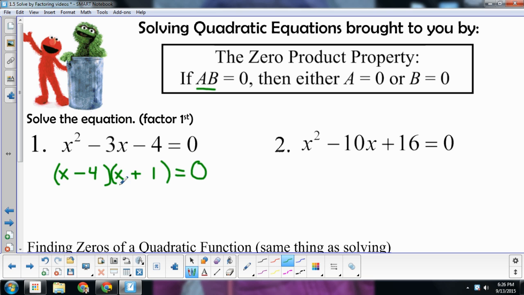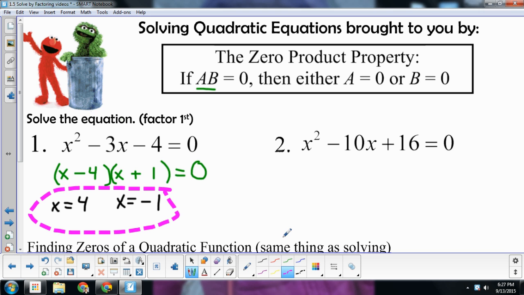I've got one thing times another equals 0. If I can make either part of this product equal 0, the whole thing equals 0. So I think to myself, what would make this factor equal 0? What number can I plug in for x that makes this equal 0? That would be 4. So x equals 4 is one option because 4 minus 4 is 0 times, who cares, it's going to be 0. In the same way, I think about what would make this binomial equal 0. That would be -1. So -1 plus 1 is 0 times, who cares, the whole thing is going to be 0. So we end up having not one but two answers, both found by factoring.